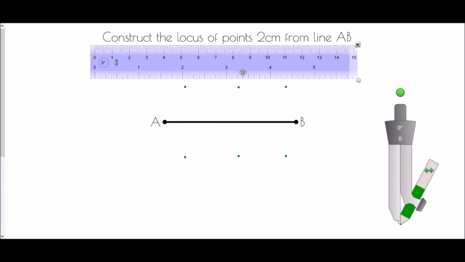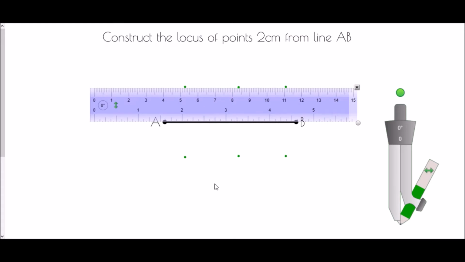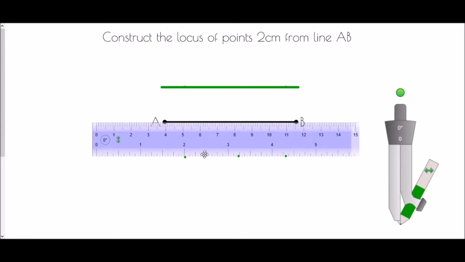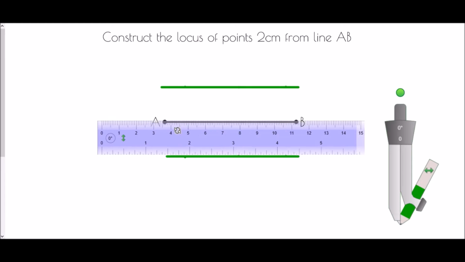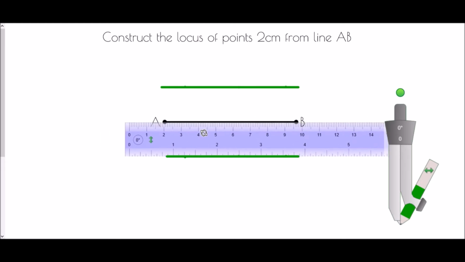And so I'm going to take my ruler, and first of all I'm going to draw a line through all of the points that I've placed at the top. And then I'm going to take my ruler and do exactly the same underneath, draw a line through all of the points that we drew underneath.